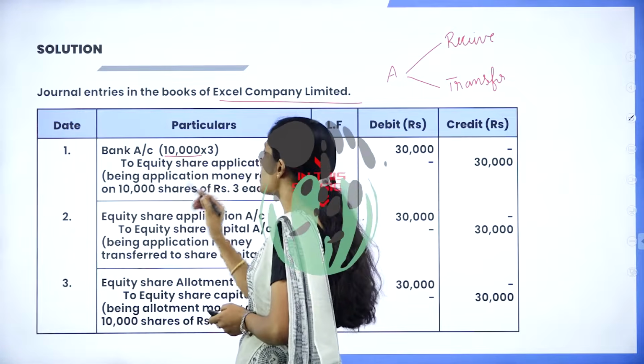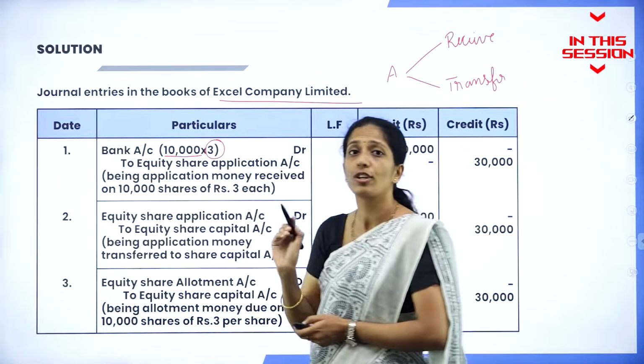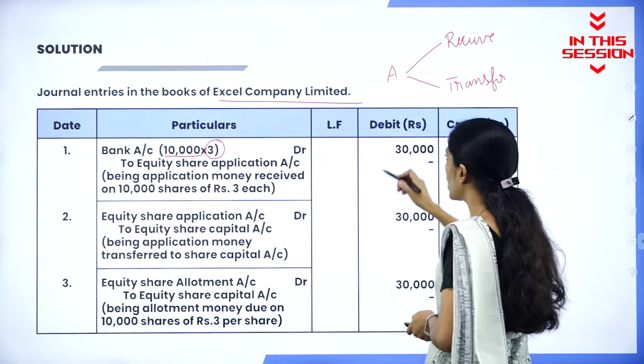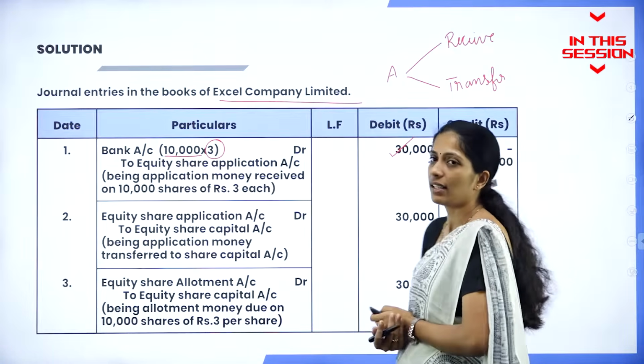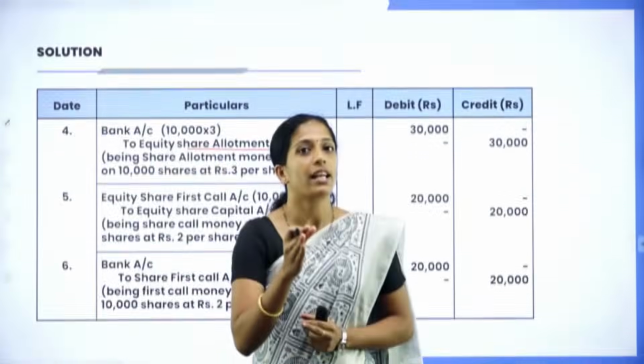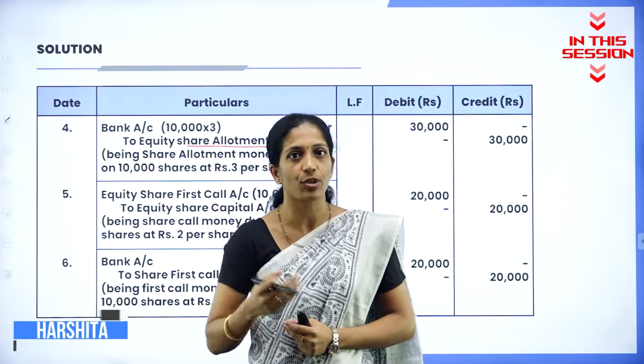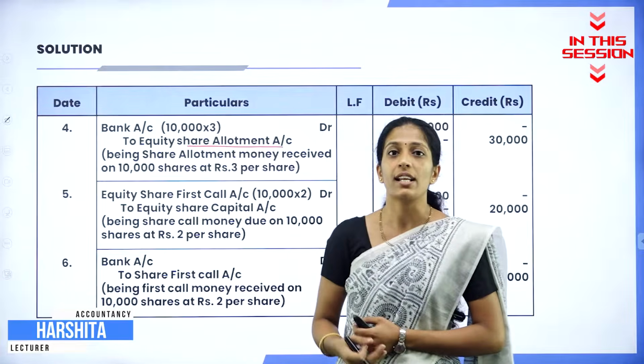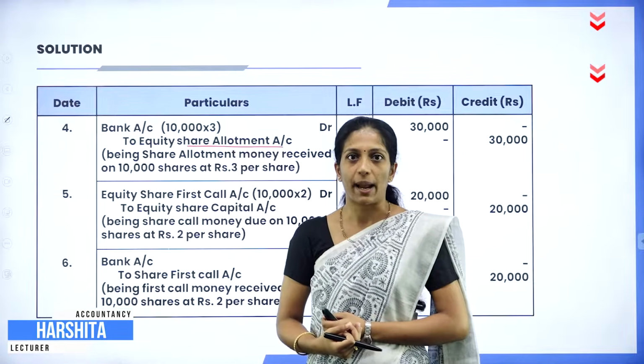10,000 is the number of shares and the application money is how much? Rupees 3 each. 10,000 into 3, 30,000 in the debit side and 30,000 in the credit side. Anyhow, you will record the transaction, that is a due entry. So what would be your due entry? Share allotment account debit to share capital account.